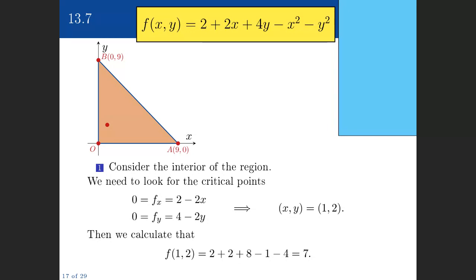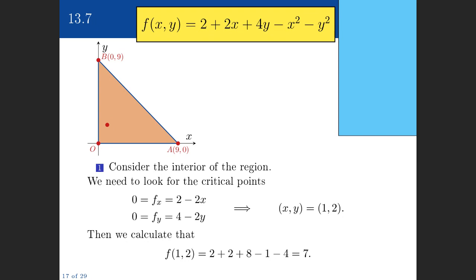First, let's look at the interior of the region. I misspoke. I said second derivative test, I meant first derivative test. We look for the critical points. Where do we have fx equal to 0 and fy equal to 0? Only at the point (1, 2). And then we calculate the value of f(1, 2), and that's equal to 7.